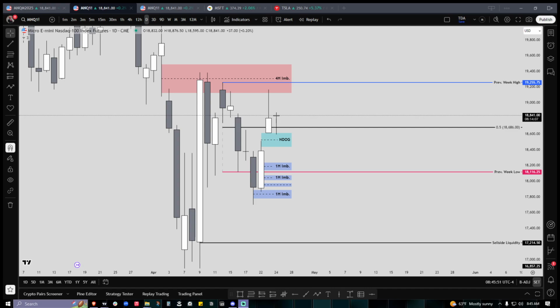Let's go ahead and get into our NASDAQ top-down analysis. So starting here on the daily, as you can see, we are still in yesterday's range, but as you can see, we did sweep yesterday's lows. So definitely take note of that.